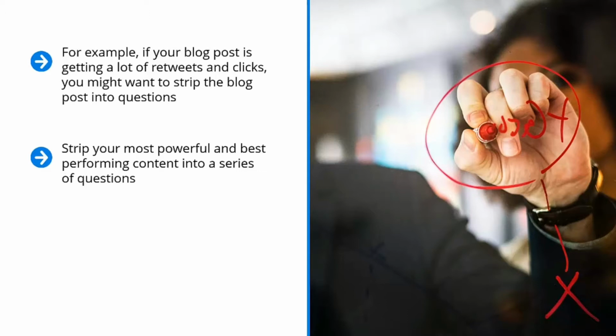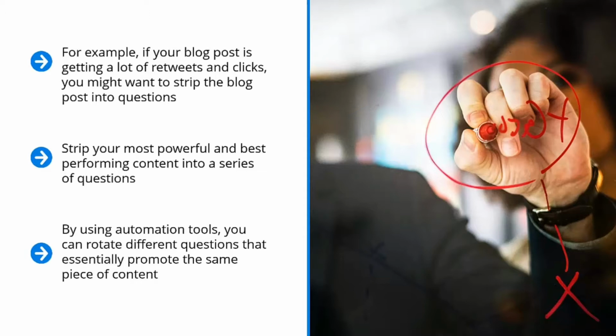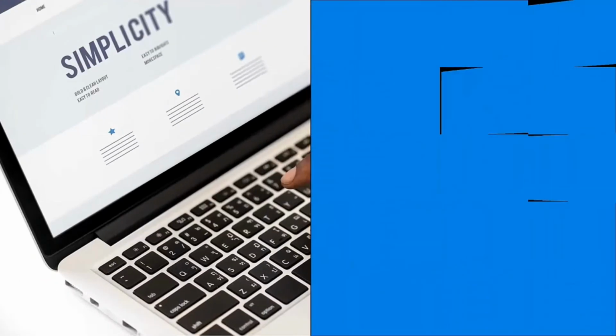Tweet these and pair them with niche-specific hashtags. By using automation tools, you can rotate different questions that essentially promote the same piece of content. Since you're rotating hashtags, there's a high chance that different people looking for different segments of your niche would become aware of your tweet and possibly click through.